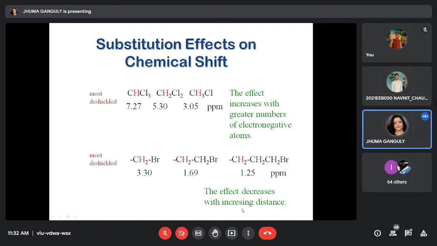So the effect decreases with increasing distance. That is the same as the minus I effect. So the delta value decreases because of the decrease of the minus I effect of this type of group or element present in the molecule. So this is from chemical shift.